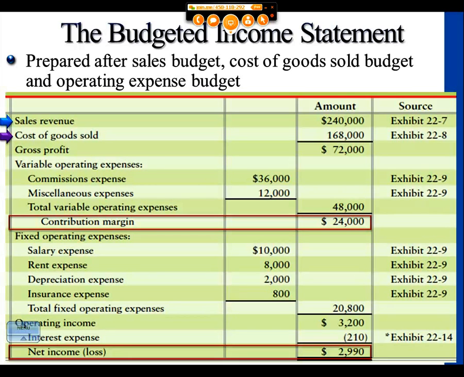Now this is something known to you. We also have components such as the contribution margin and the net income or net loss. So net income or net loss is going to let me see where am I standing with the budgeted income statement. Am I planning to have any net income? Right?